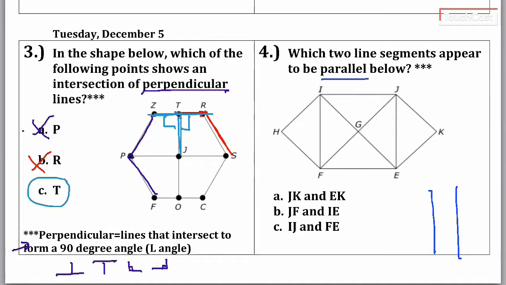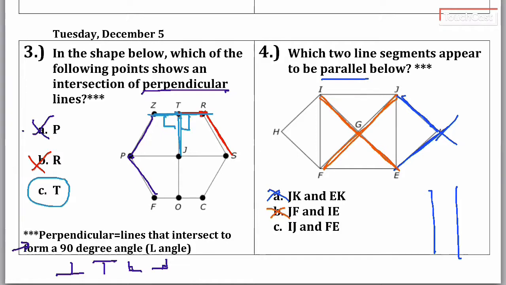Okay, so let's look at our two options. We have JK and EK. So JK is right here. EK is right here. If I continue these lines, would they intersect? Oh my gosh, they already have. So that doesn't even work. All right, let's look at our next choice, JF and IE. Okay, these lines, they already intersected right here. So that's not parallel. Remember, parallel lines never intersect.